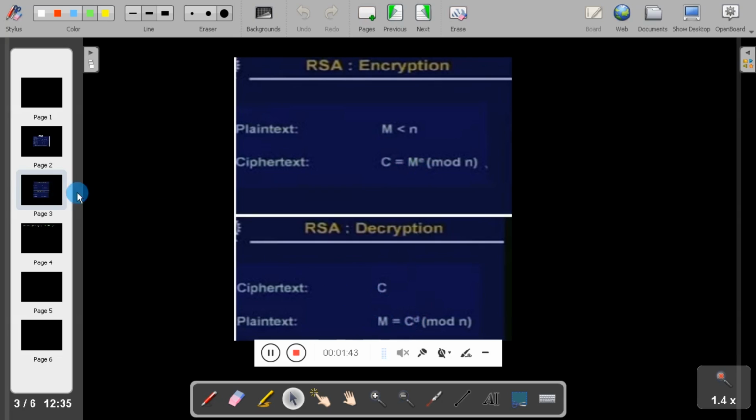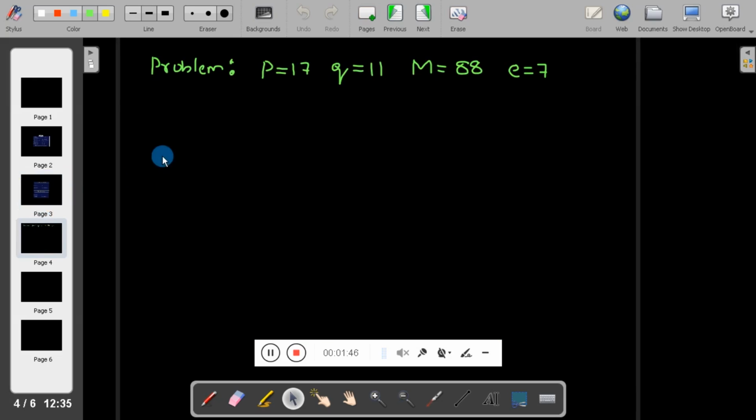In this session we will take a problem and try to solve it. The given statement is: P is 17, Q is 11, M is 88, where M is the plain text, and E is given. First we need to find the public key and the private key. For that, what is the first step? The first step is to calculate N. N is equal to P into Q, that is 17 into 11, which gives 187.